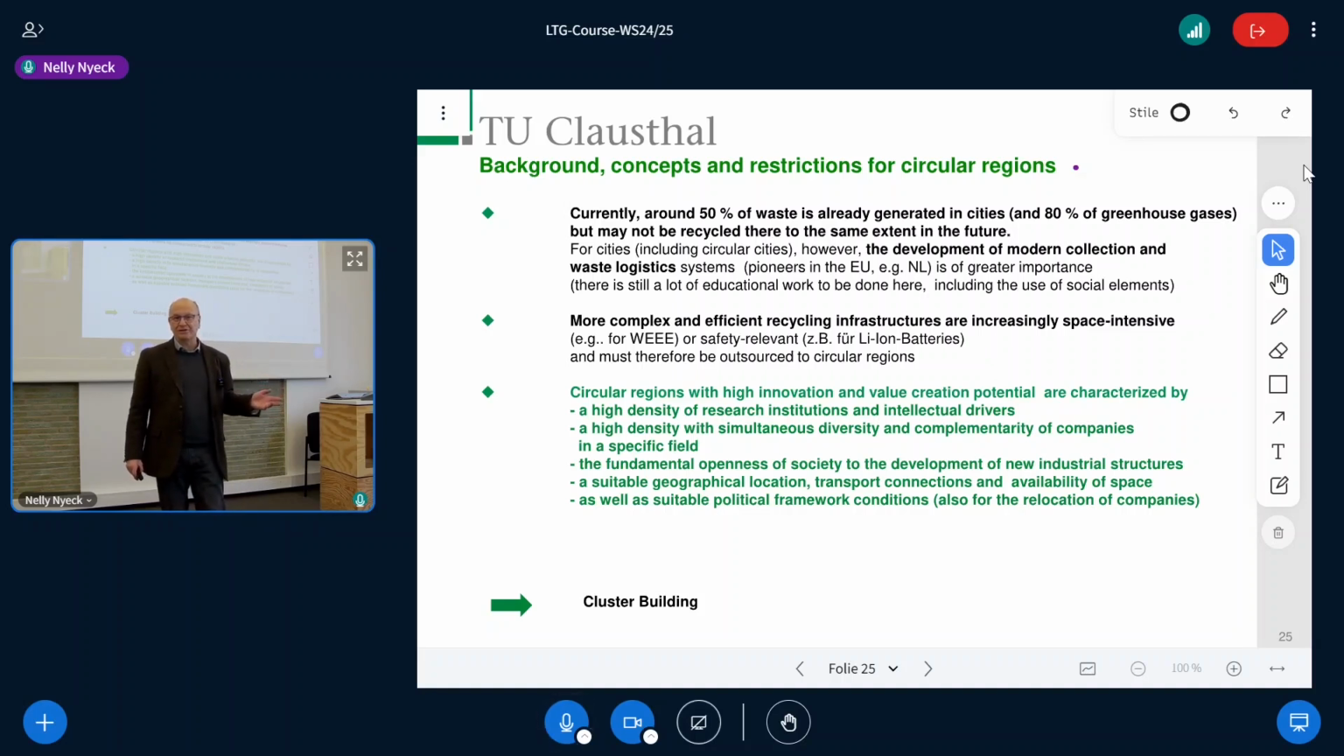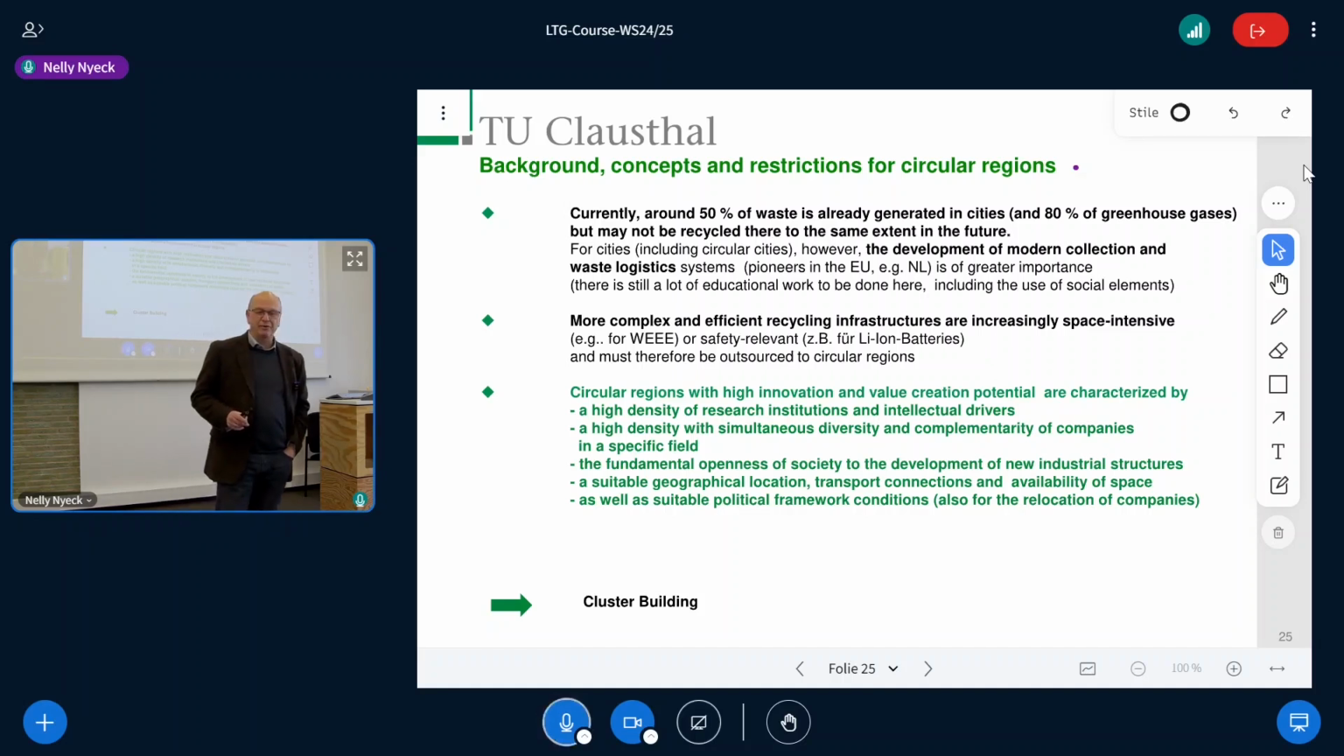We have changes in the development of modern collection and waste logistics systems, and it will go on, definitely. Pioneers are, for example, the Netherlands. Well, we have a decent collection system in Germany, but no comparison to where the Netherlands are already. Well, they are normally, with respect to trade and logistics, much better than the guys in Germany. It's traditionally the way. We need more complex and efficient recycling infrastructures, and they are increasingly space intensive and maybe also a bit critical. For example, if we talk about recycling of lithium-ion batteries, traction batteries from electromobility.